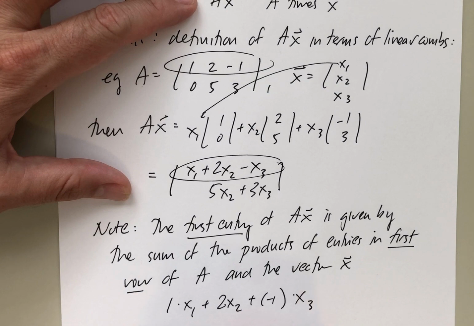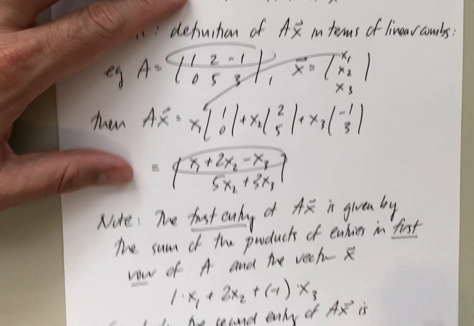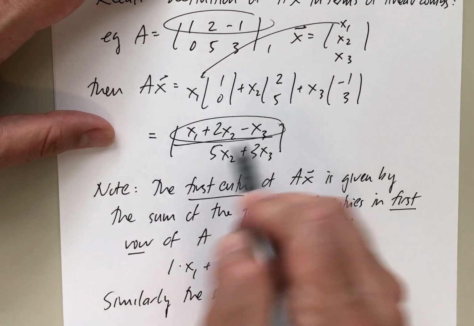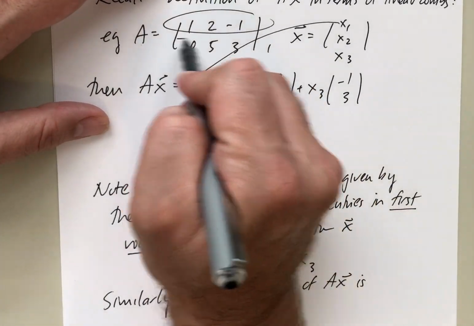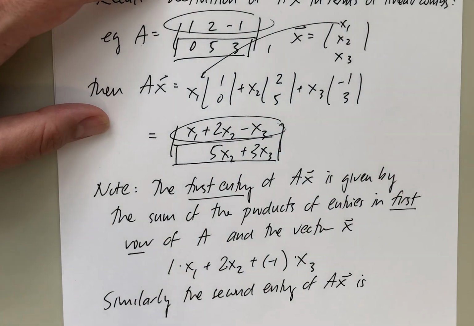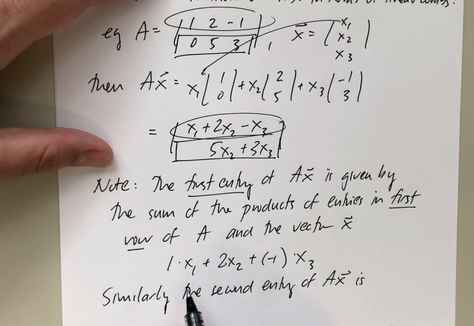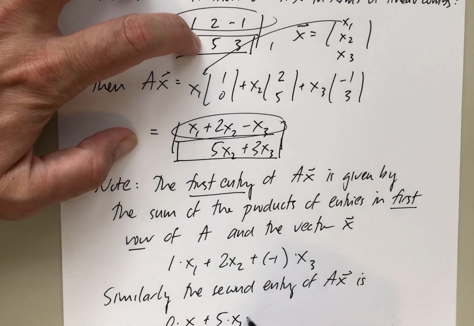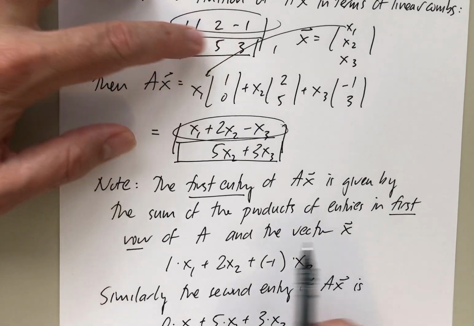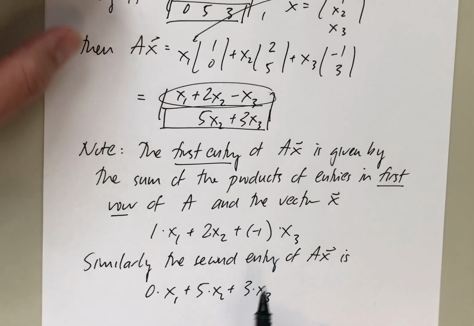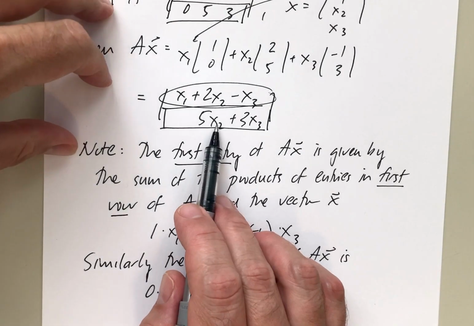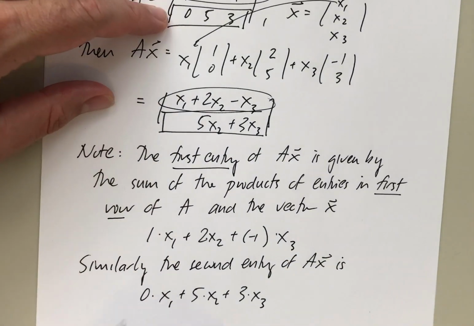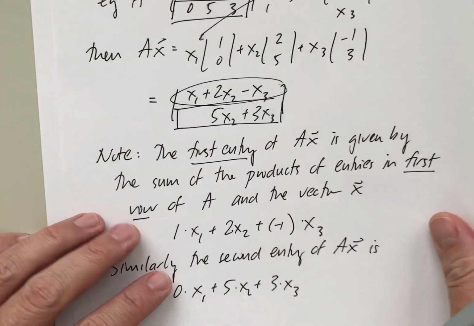Similarly, how did I get the next entry? The second entry of Ax is, maybe I won't write it out, but it's the same deal. If I'm looking at the second entry, let me make a box around that, this is determined by the second row. So I take the second row, which is 0 times x1 plus 5 times x2 plus 3 times x3. And that's what I got here. This is 5x2 plus 3x3. Again, I got the second entry by just taking the information from the second row.